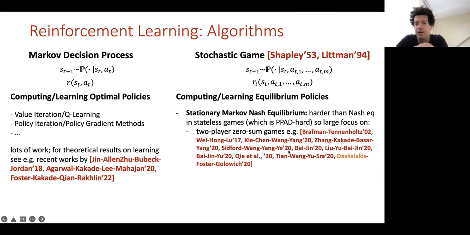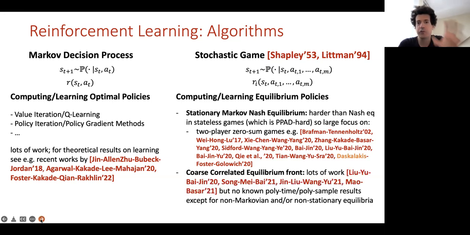And this is why you have all these references here about computing equilibria or learning equilibria in two-player zero-sum stochastic games, okay? But that again is only for two-player zero-sum games. There's a lot of progress on that front. There is less progress on the coarse correlated equilibrium front, surprisingly, okay?